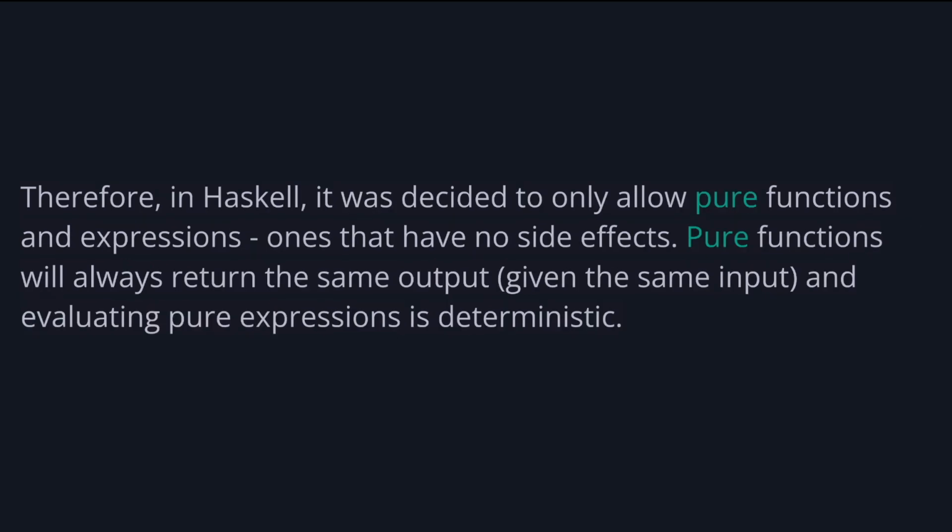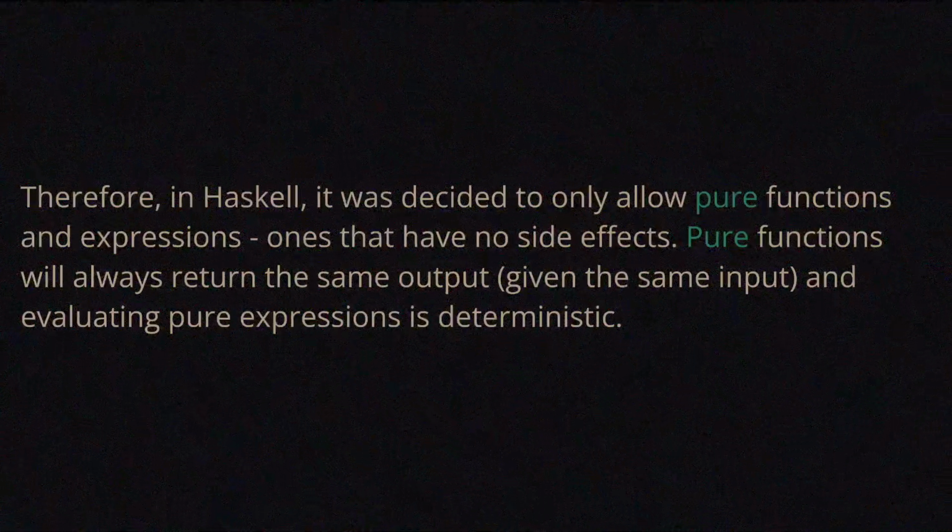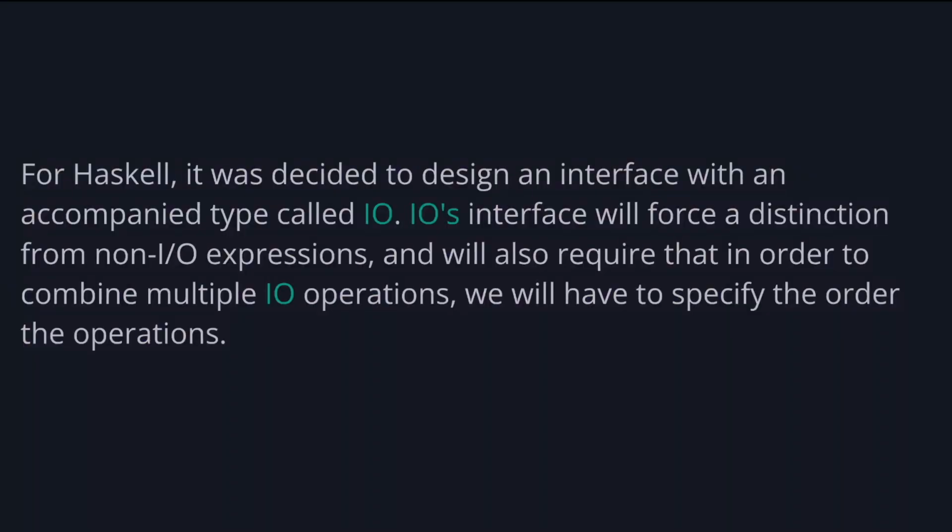Therefore, in Haskell, it was decided to only allow pure functions and expressions, ones that have no side effects. Pure functions will always return the same output given the same input, and evaluating a pure expression is deterministic. But now, how can we do input-output operations? There are many possible solutions, and for Haskell it was decided to design an interface with an accompanying type called I/O. I/O's interface will force a distinction from non-input-output expressions, and will also require that in order to combine multiple I/O operations, we'll have to specify the order of the operations.